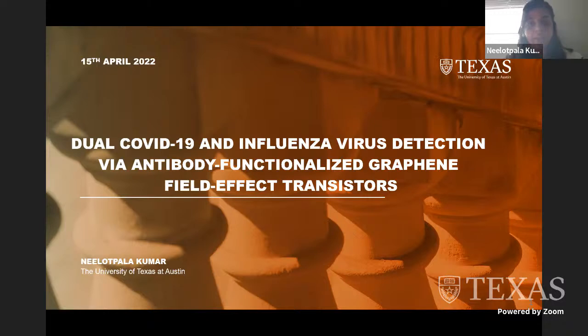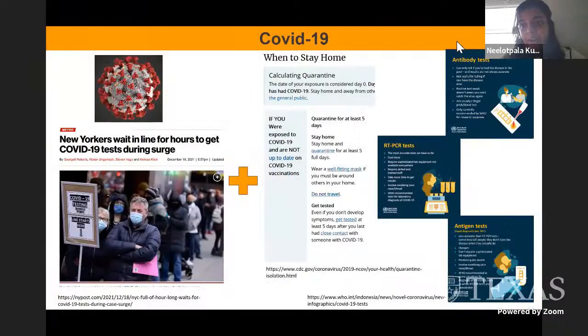As Hikshan initially mentioned, I will be presenting upon the topic, which is detection of COVID-19 and flu virus simultaneously using antibody functionalized graphene field effect transistors. So why do we want to do that? Since the end of 2019, COVID-19 has been a part of our life. It is just there all the time.